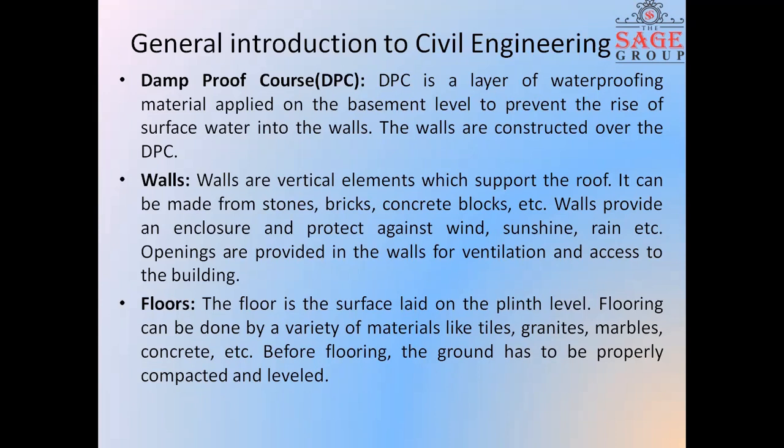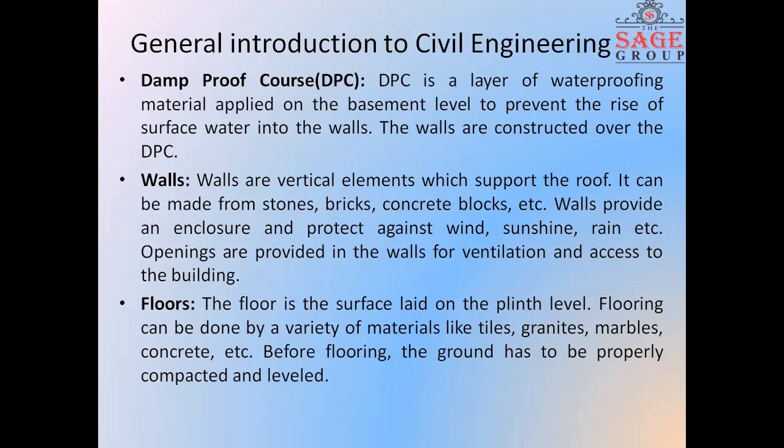waterproof. The walls are the vertical elements which support the roof. They can be made from stone, brick, concrete blocks, etc. Walls provide an enclosure to protect against the wind, sunshine, rain, etc. Openings are provided in the wall for ventilation and access to the building. The wall is a vertical member which protects the building from all sides in all directions.